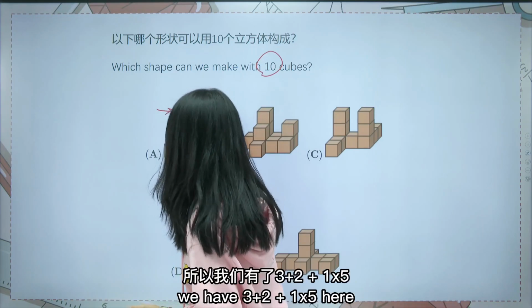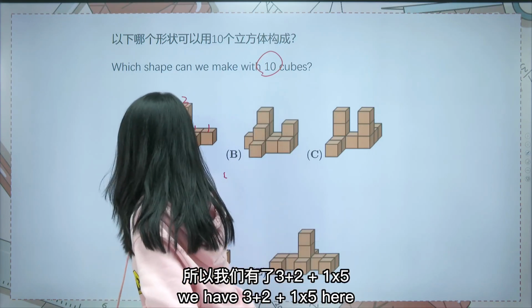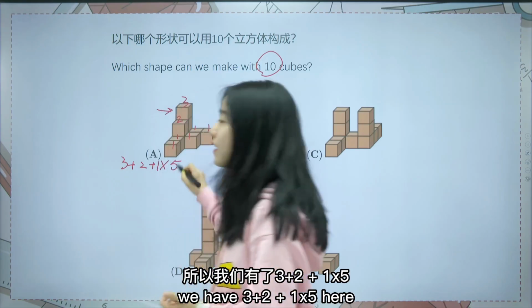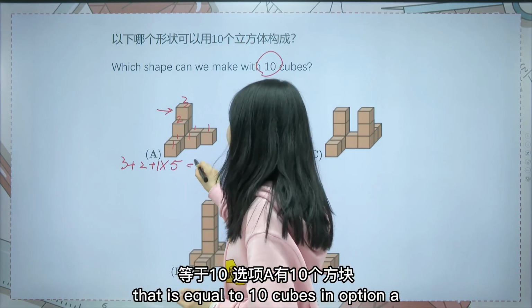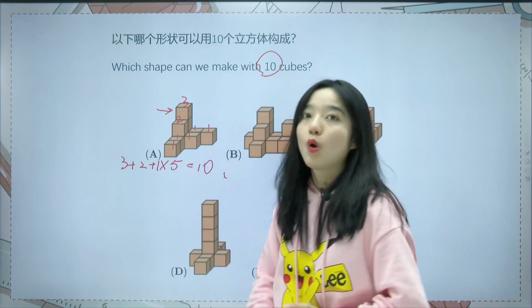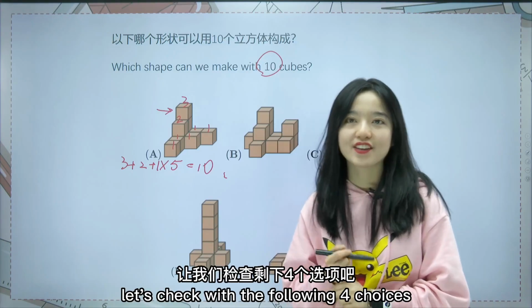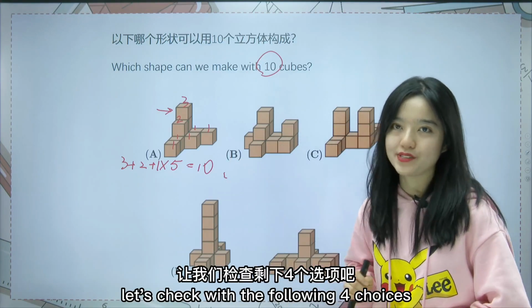So we have 3 plus 2 plus 1 times 5 here. That is equal to 10 cubes in option A. Wow, it's just 10. It's just the answer. Let's check with the following 4 choices.